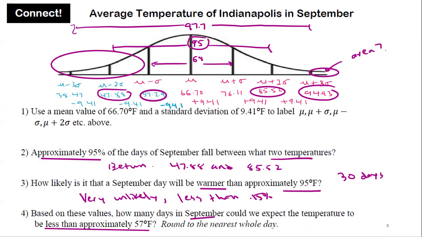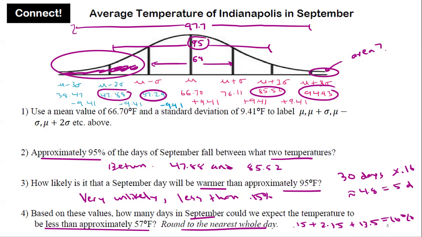So again, that was 0.15 plus 2.35 plus 13.5. That gave us the 16%. So this area here is 16%. All we have to do is take our 30 days and multiply that by the 16%. When we do that, we get about 4.8 days. But it wants us to round to the nearest whole day, so that's going to be 5 days. That's our answer there.